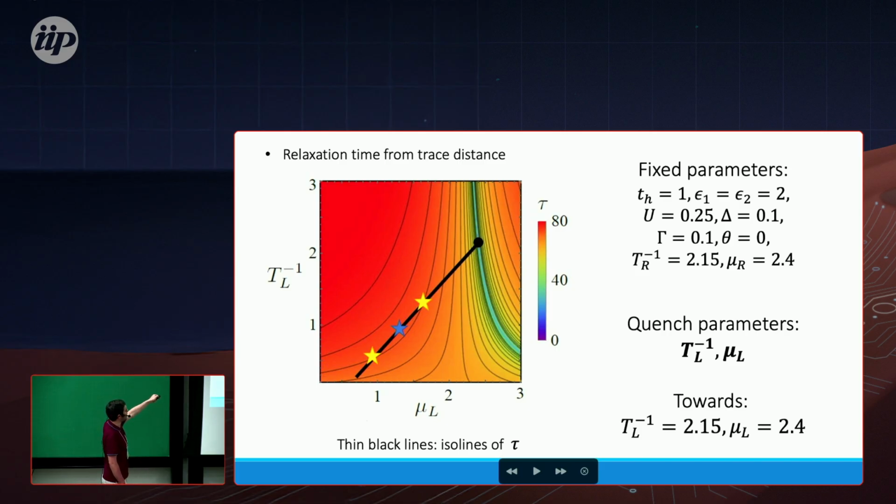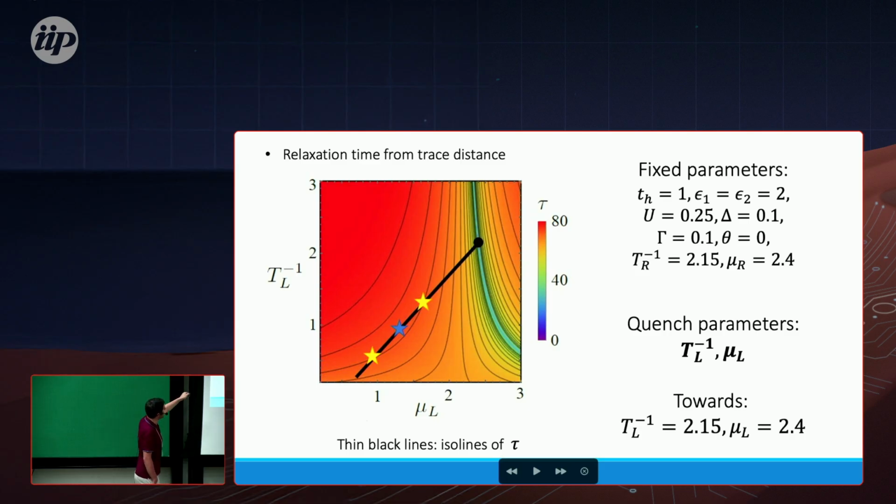So if you quench from this point to this point, the system has no quench at all, so the time to relax is 0. But if we move around this point, the system will need to relax. And the color you see here is the time needed for the system to relax to the final state. So usually, the further we move from this point, the more the time will increase, but not in a trivial way. These lines here are isolines that show the same relaxation time. And now let's assume we move along this line here. Moving along this line means that the Euclidean distance is increasing because we are quenching the two parameters more and more. So the points along this line are far away from the final state.